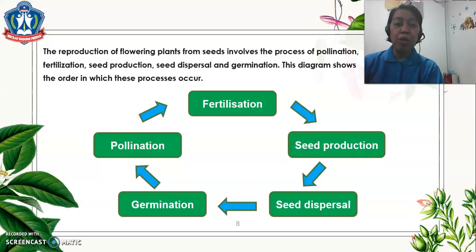So let's try to look at this diagram. The reproduction of flowering plants from seeds involves the process of pollination, fertilization, seed production, seed dispersal, and germination. This diagram shows the order in which these processes occur.